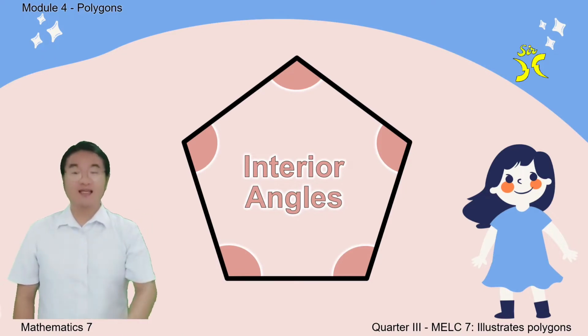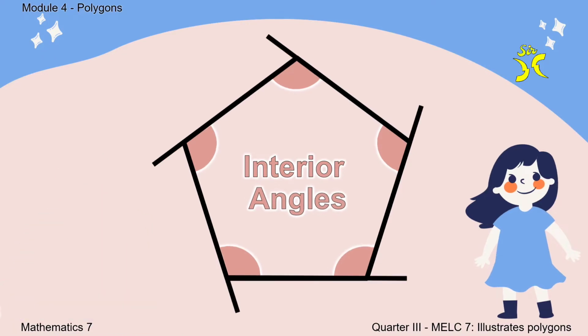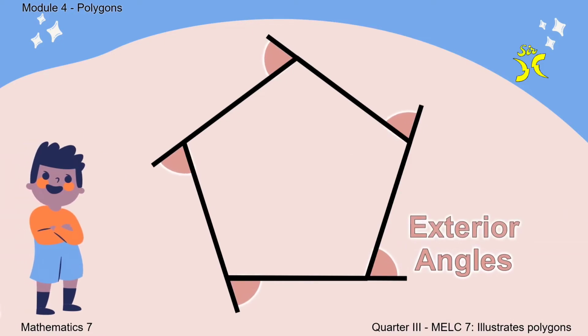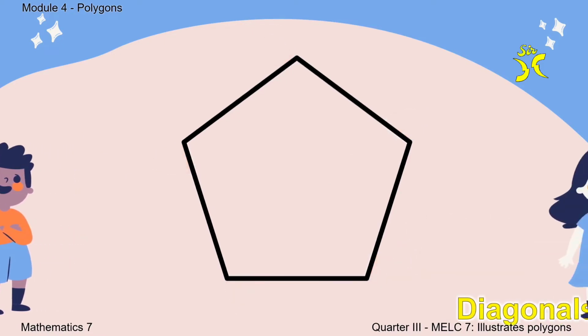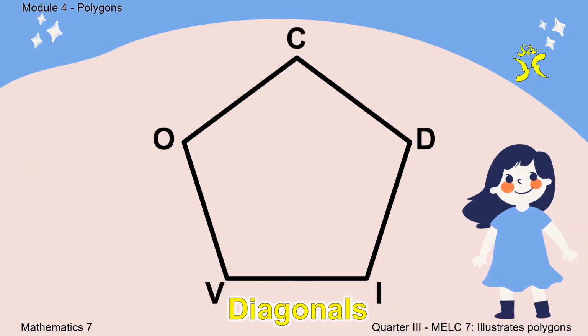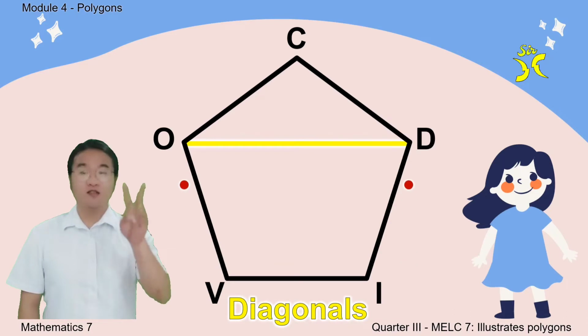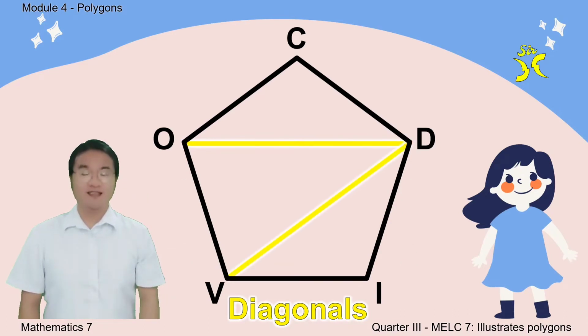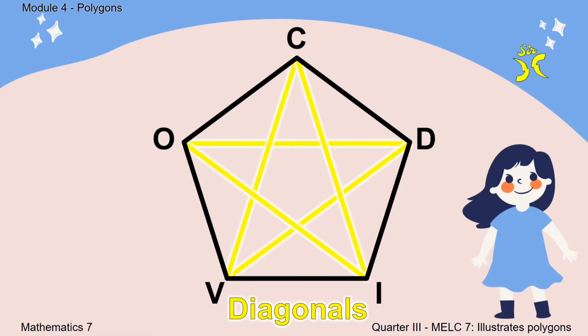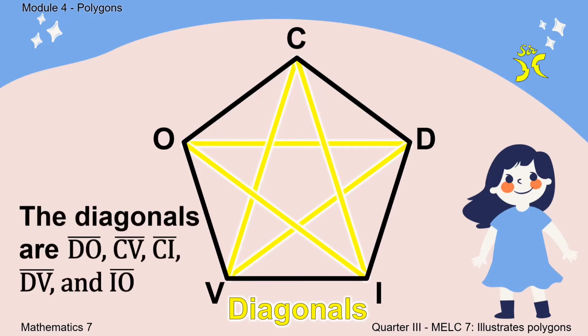Let's extend the sides in one direction. The angles formed outside are called the exterior angles. The diagonals are the segments that connect two non-adjacent vertices. The diagonals are segments DO, CV, CI, DV, and IO.